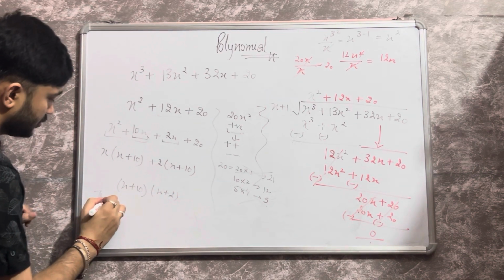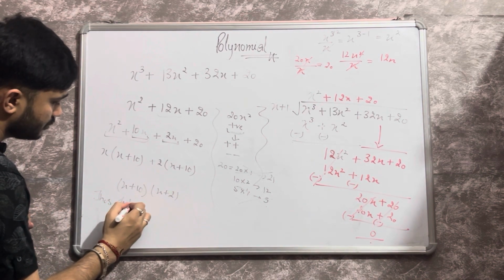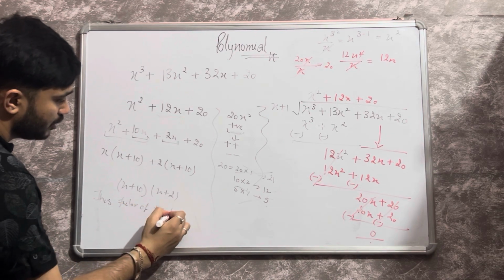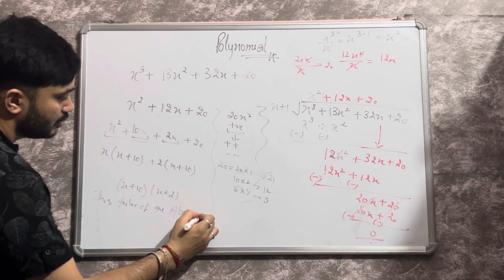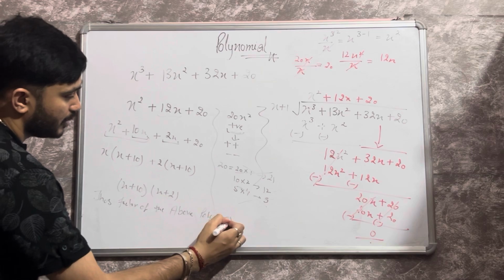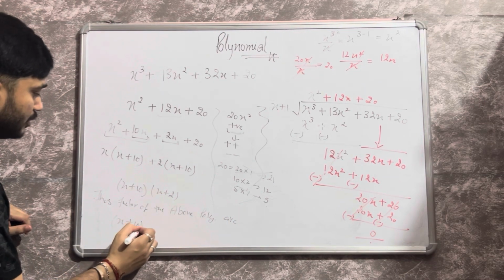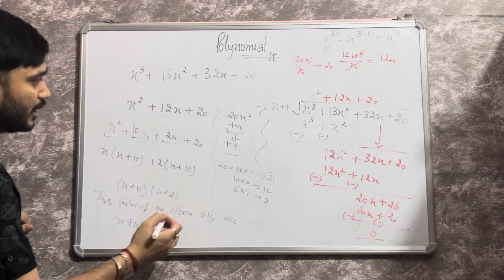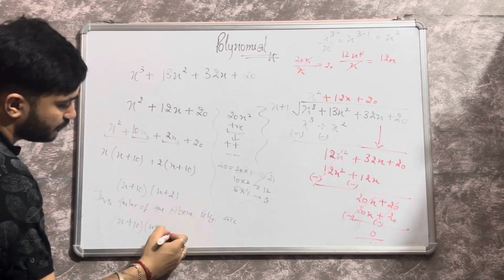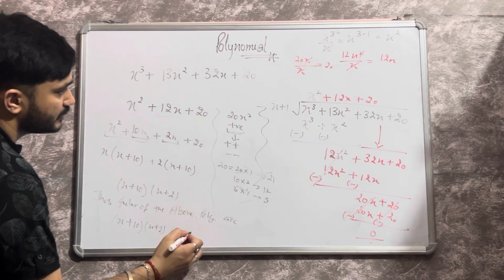Thus the factors of the above polynomial are, what are the factors? Write these two numbers first, x plus 10, x plus 2, and this is also a factor of the polynomial, that is x plus 1.